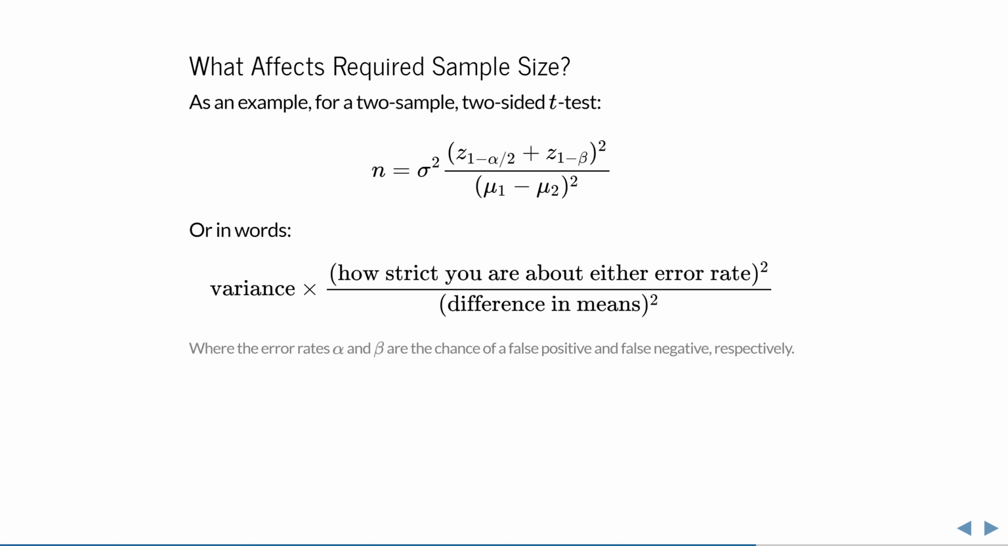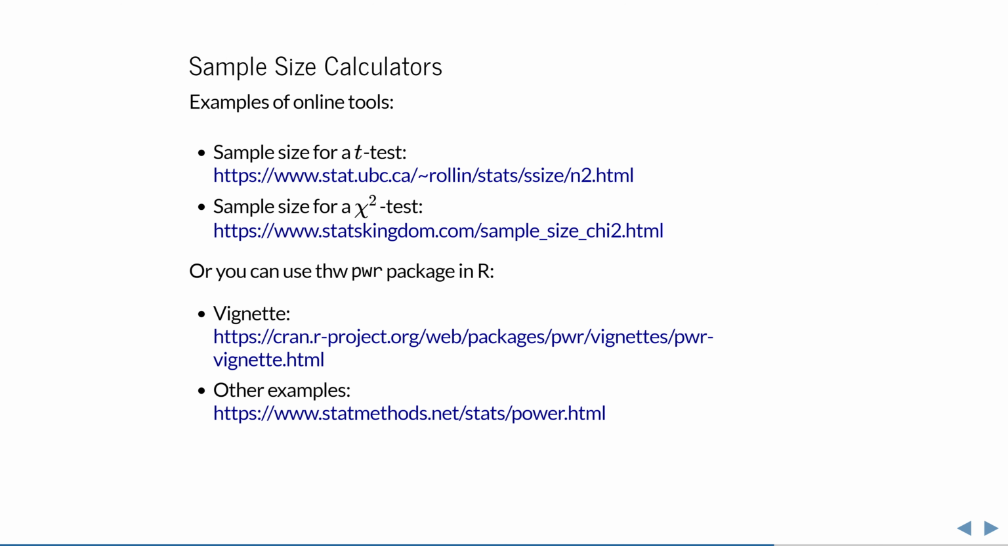For simple tests like the t-test and chi-square test though, there exists a strong and clear relationship between the power, how large the difference is, the variance, the significance level, and the required sample size. So you can simply plug all of these numbers except the sample size into a calculator and get a good idea of the sample size you need. In R, you can use the power package, pwr, which has a vignette that demonstrates many of its functions with examples. There are also many online tools out there for sample size calculation.